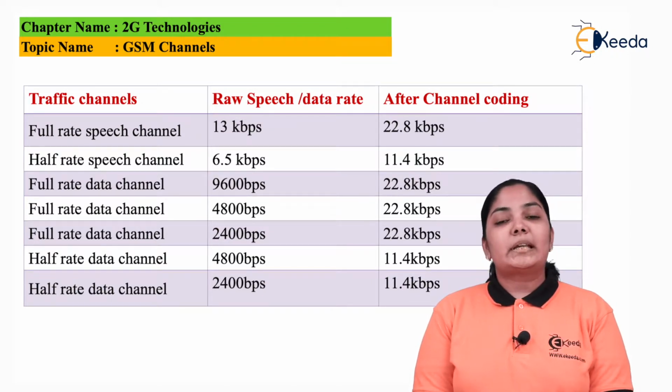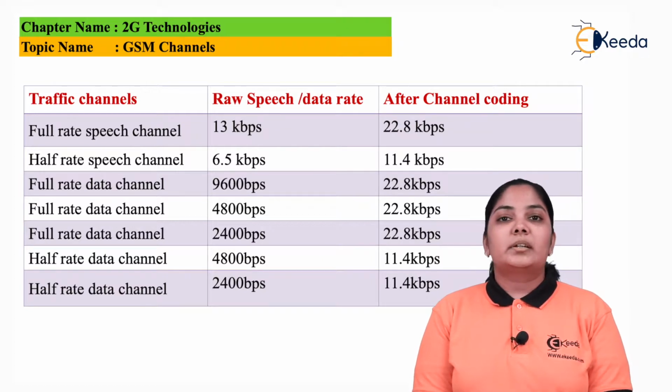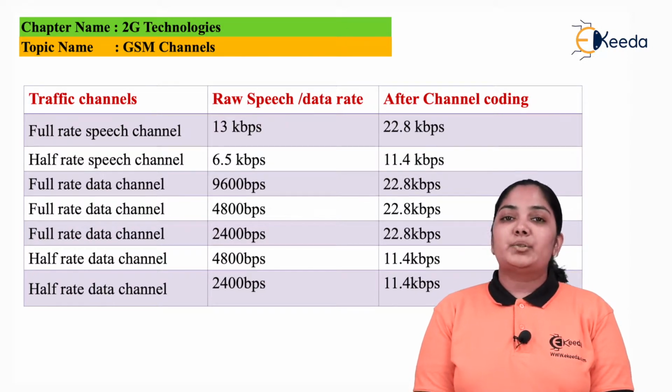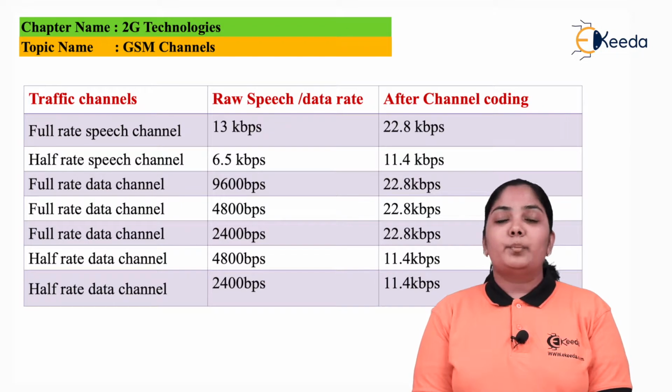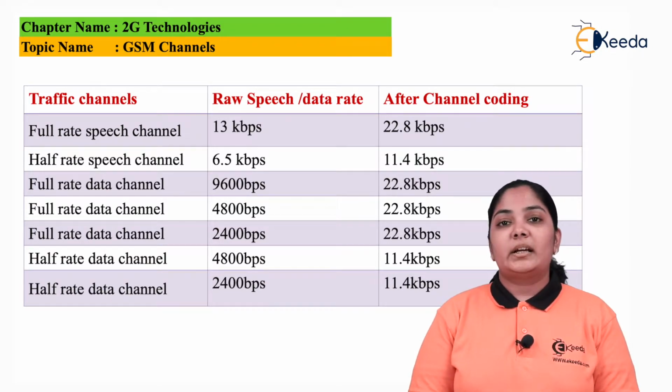Similarly, if you are using half rate speech channels, then the raw data of the user is converted into 6.5 kbps and then transmitted by using channel coding at 11.4 kbps. Let us now talk about the data channels.